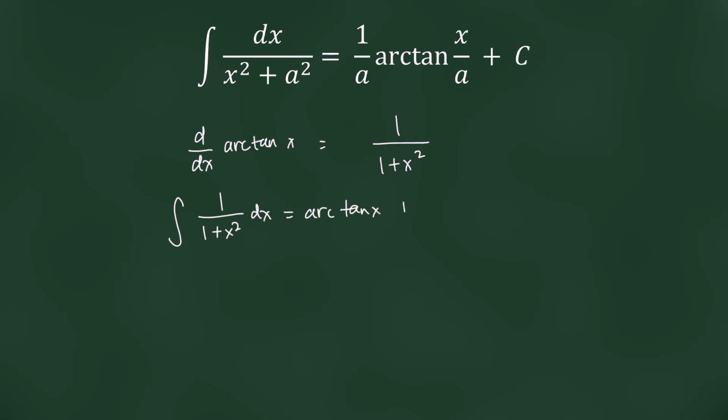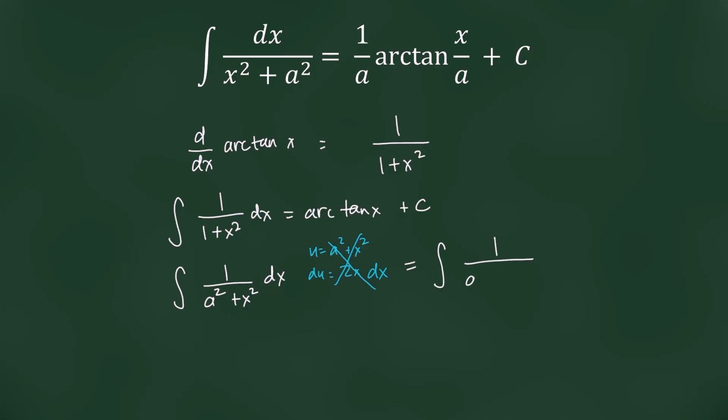We now want to look at 1 over some other number squared, a squared plus x squared dx. In this case, letting u be a squared plus x squared isn't really going to work, because notice then that du is 2x dx. That doesn't work. We have to do a little bit of algebra. Okay, so what we're going to do is we're going to factor out an a squared in the denominator. So I'm going to rewrite the denominator as a squared times 1 plus x squared over a squared.